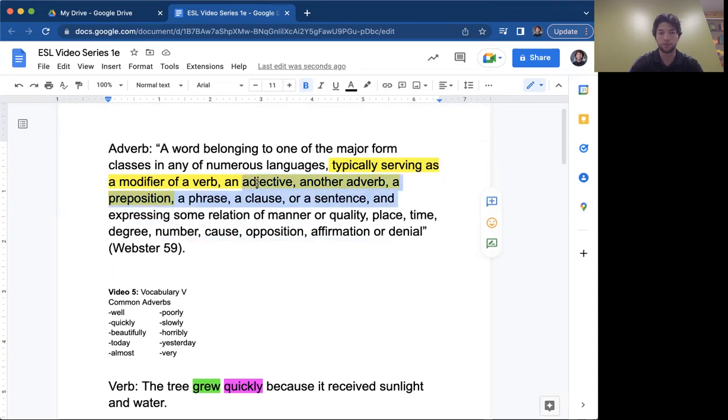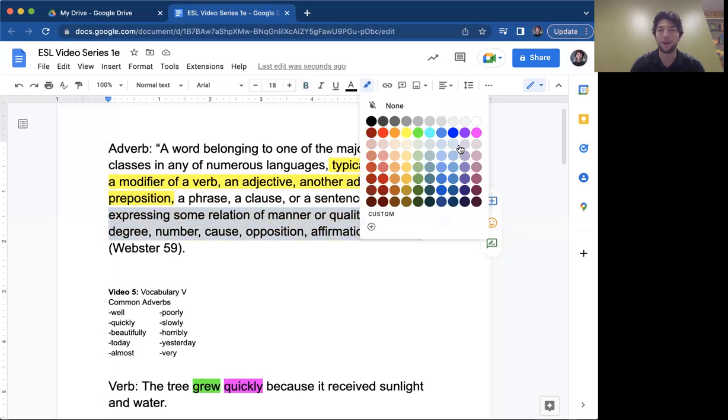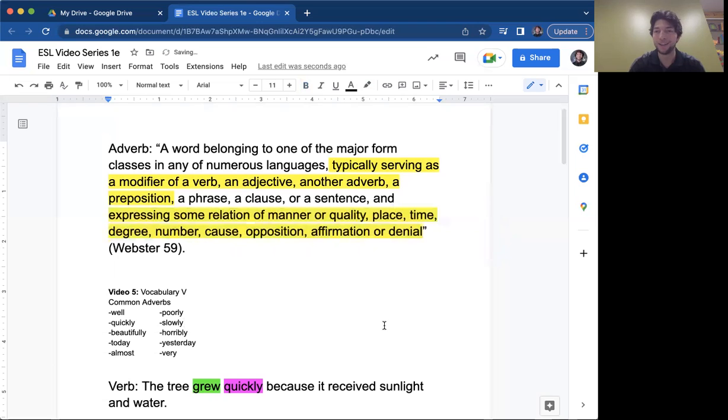Oops. Hold on. There we go. Okay. My highlighting skills are not on point today.